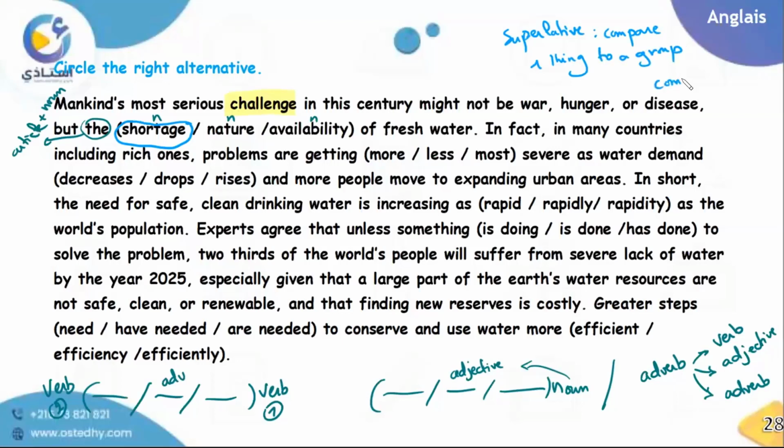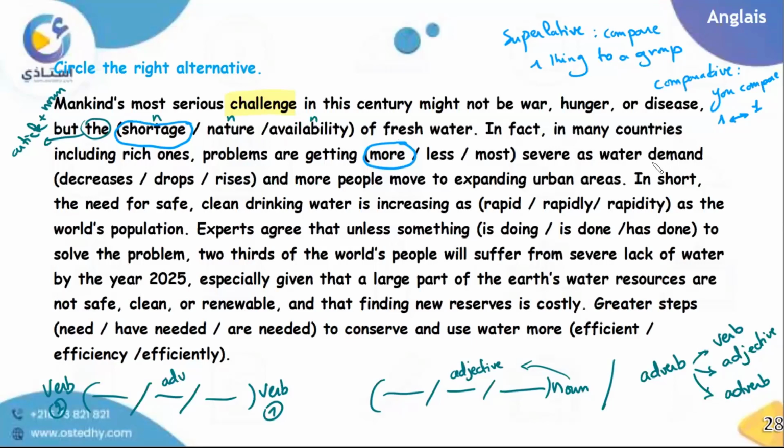And with comparative, you compare one to another, one to one. So here, what are we going to say? More or less or most? Most severe, it's not correct. This is a comparative form. They are getting less or more. Of course, we're talking about an issue, a shortage of fresh water. So it's getting more severe. Of course, more severe. Severe is negative, so it's getting more severe as water demand.